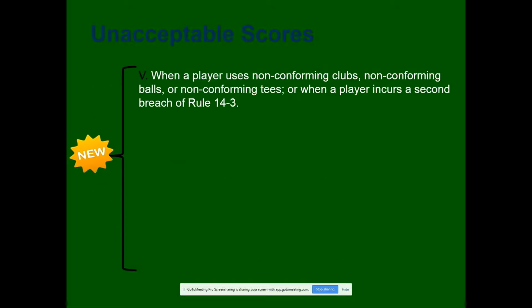Also, some newer ones, when somebody uses a non-conforming club, ball, or tee, obviously that's outside the rules of golf, then those scores are unacceptable. New one, when players play alone, obviously this ties into peer review. We want to make sure that people know what you're playing, how you're playing, so that when it gets posted, somebody can actually determine if that score is correct.